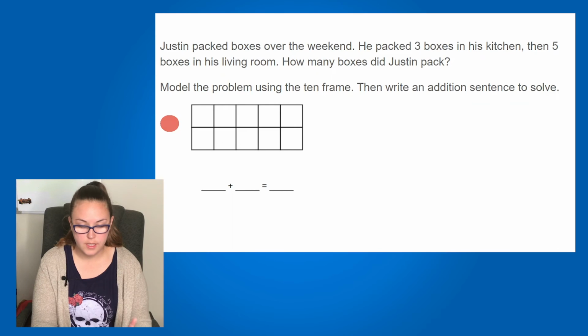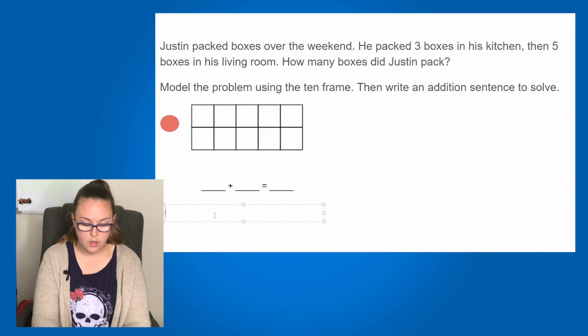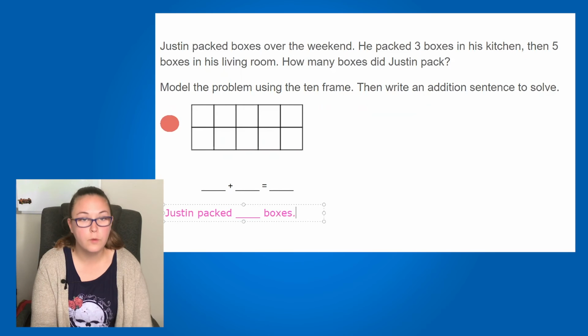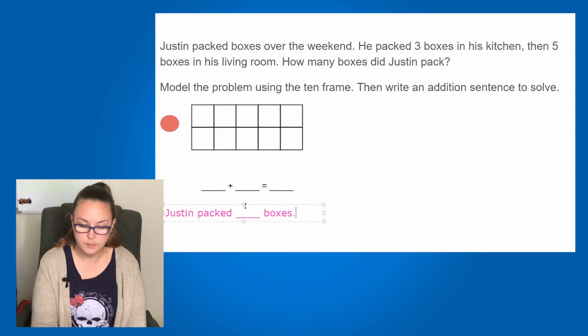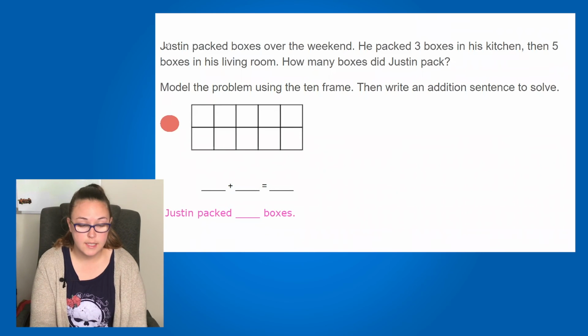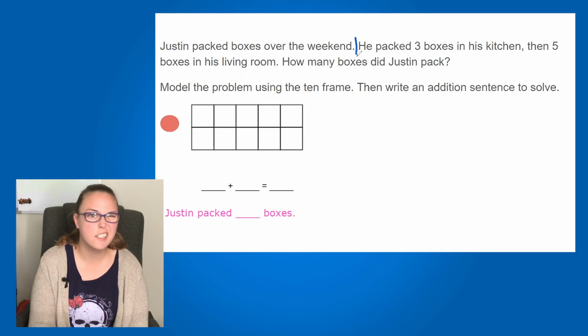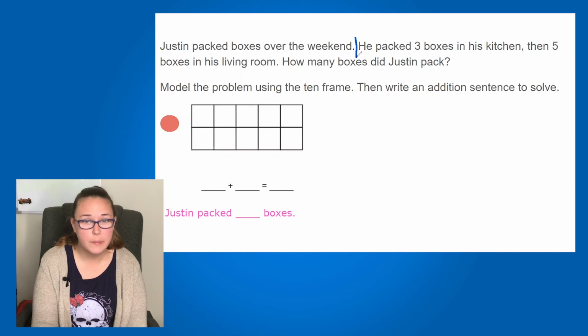So remember, the first thing I want to do is write a sentence to answer the question. So my sentence will be Justin packed some boxes. And we'll fill that blank in just a second. Now we're going to go back and read the problem sentence by sentence. The first sentence says, Justin packed boxes over the weekend. Stop there. Does that sentence give us any information about the problem? No, not really. So let's continue.